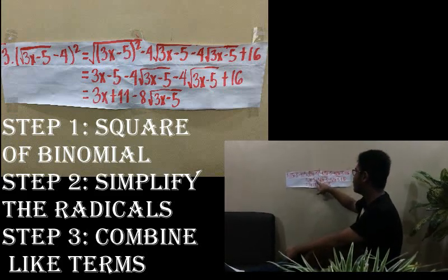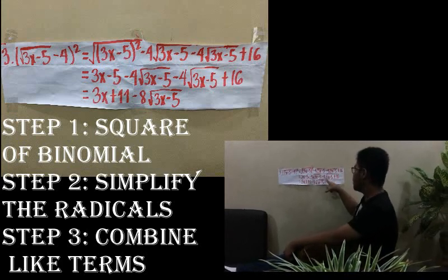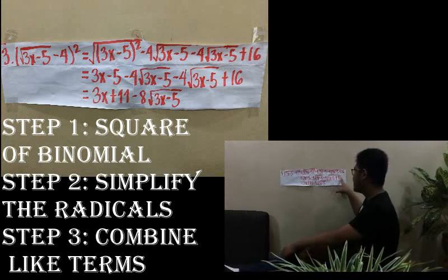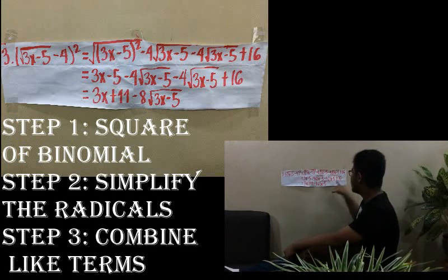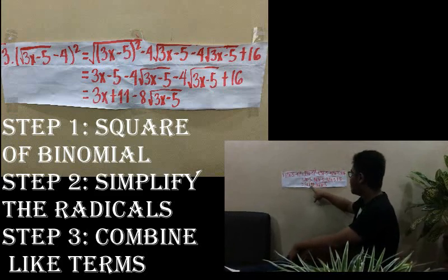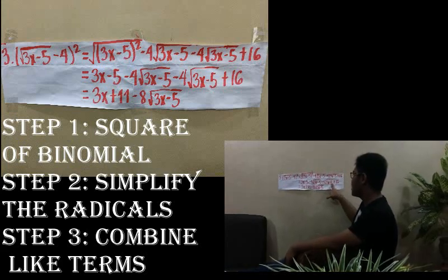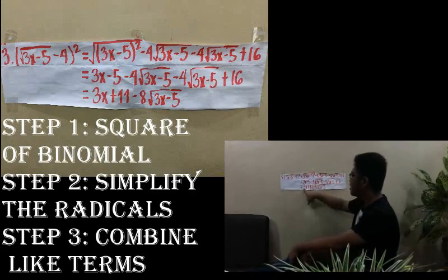So 3x minus 5 minus 4 square root of 3x minus 5 minus 4 square root of 3x minus 5 plus 16. Then combine like terms. So positive 16 plus negative 5 is positive 11, and negative 4 square root of 3x minus 5 plus negative 4 square root of 3x minus 5 is negative 8 square root of 3x minus 5. Then bring down the 3x.